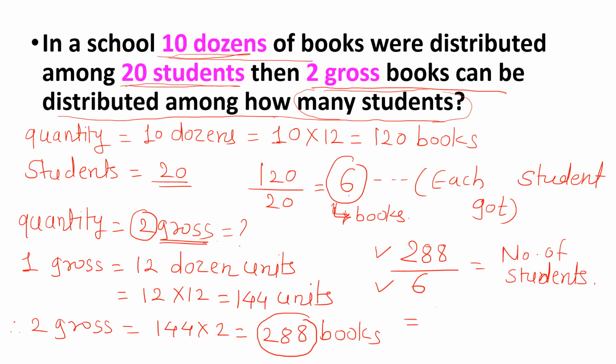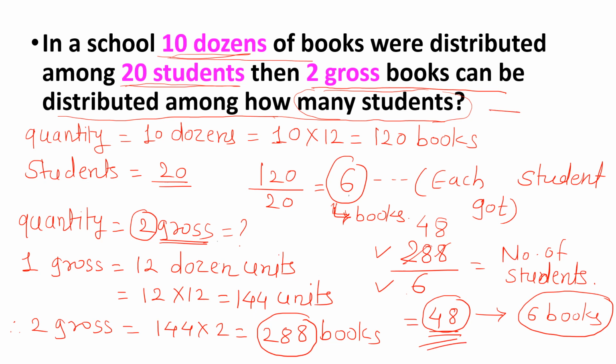So 6 4s are 24 and 6 8s are 48, right? 6 4s are 24. 28 minus 24 will give you 4, right? After that 8. So it becomes 48. Now 6 8s are 48, right? So there must be 48 students and each student will get 6 books, right? So the answer to this question is there should be 48 students.